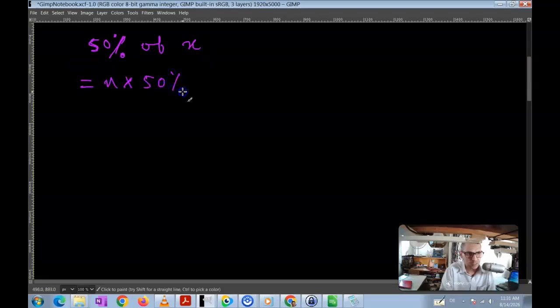So the concept of percentage means the following. For example, when you say 50%, what that means is 50% of some amount X. Whatever the value of X is, 50% of X is always going to be half of X. In mathematical terms, 50% of X would be X times 50%, which is the same thing as X times 50 over 100.